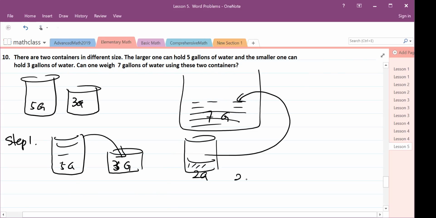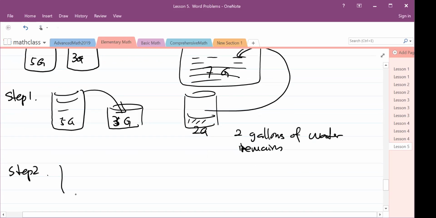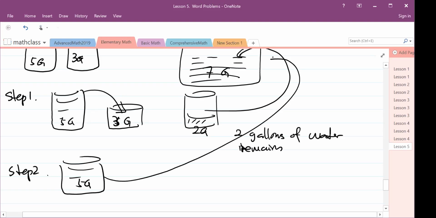Got 2 gallons of what is left. Then step two: you fill up this 5 gallon container again and pour it into the larger container too. So 2 plus 5 equals 7. Got it? Is there any other way to do that?